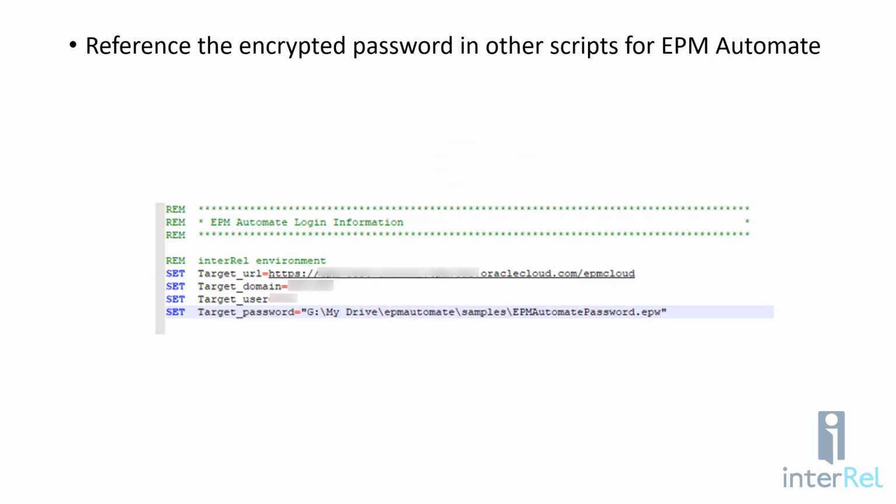Now that an encrypted password has been created, it can be referenced in other scripts for EPM Automate. Create a password variable in other scripts and reference the file path and name of the encrypted password. This also makes it easier when the password is updated. The scripts don't need to be updated because they reference a file path.